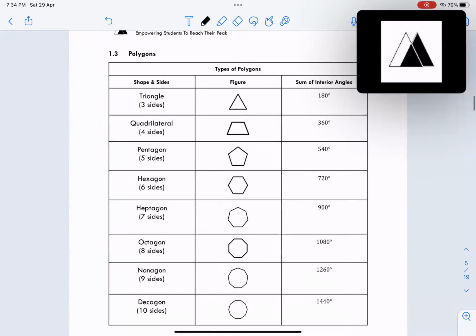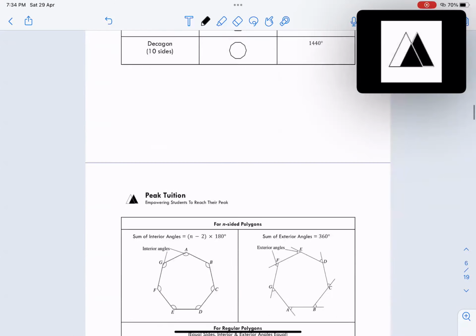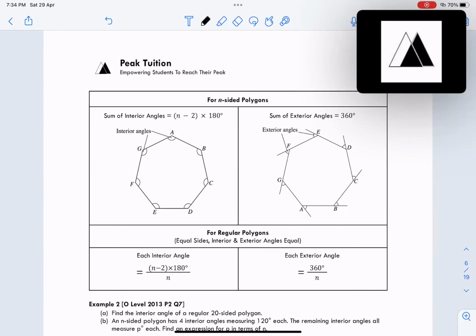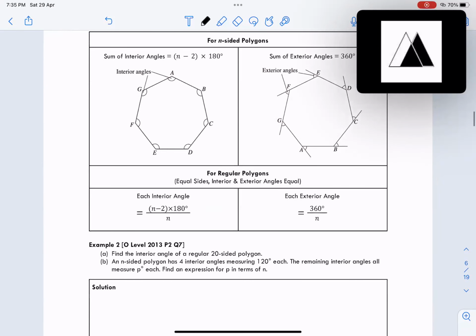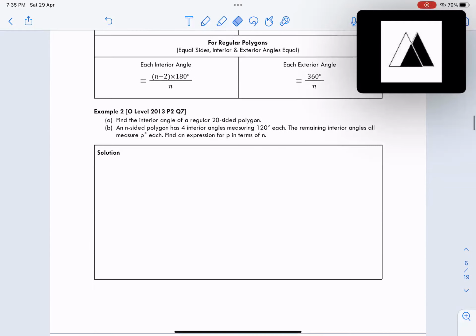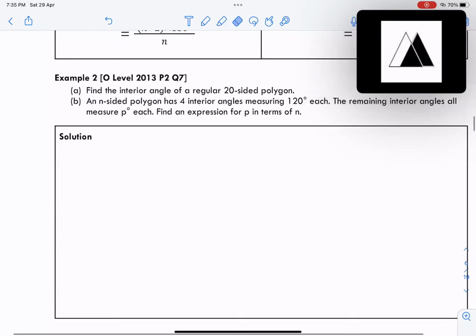Then we can just go straight to polygons. This one you actually don't really need to memorize, right? So you have your formulas. Sum of interior angles is n minus 2 times 180 degrees. Then exterior angles, 360 degrees. Then if you have regular polygons, you just take the sum divided by the number of sides. If you have exterior angle, also divided by the number of sides. Then this next question, quite simple. Part A is quite simple, then part B, I'll give you a few minutes to do.